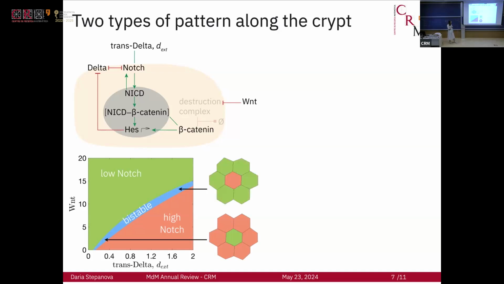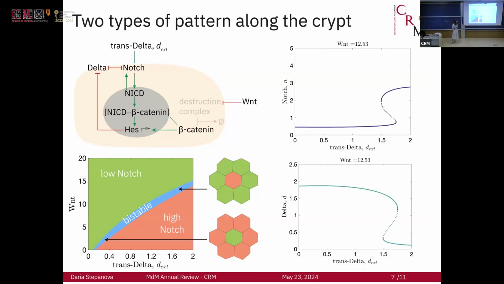And in this case, for high Wnt, what we obtain is that this pattern is allowed for high amounts of delta. So in this case, the pattern becomes inverted because low notch cells have the high delta. So in reality, if you go along for the increased Wnt concentration, you actually get the whole transition from one phenotype to the other. I'll show you how it looks in a moment.